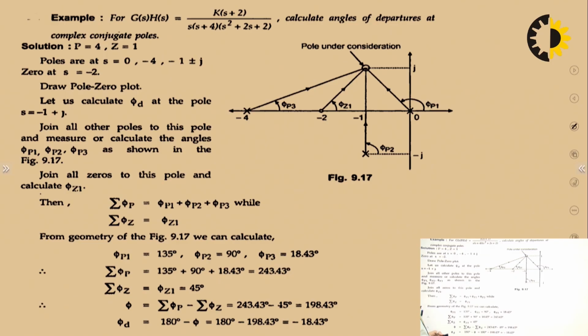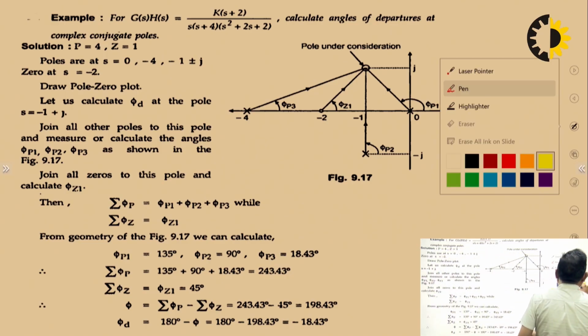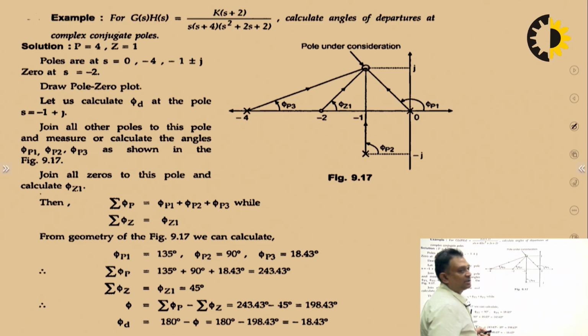Okay, this is another question, angle of departure. Angle of departure is basically measured at the complex poles, that is, how the branches will leave from the complex pole. This is about the angle of departure. So how will it be calculated?